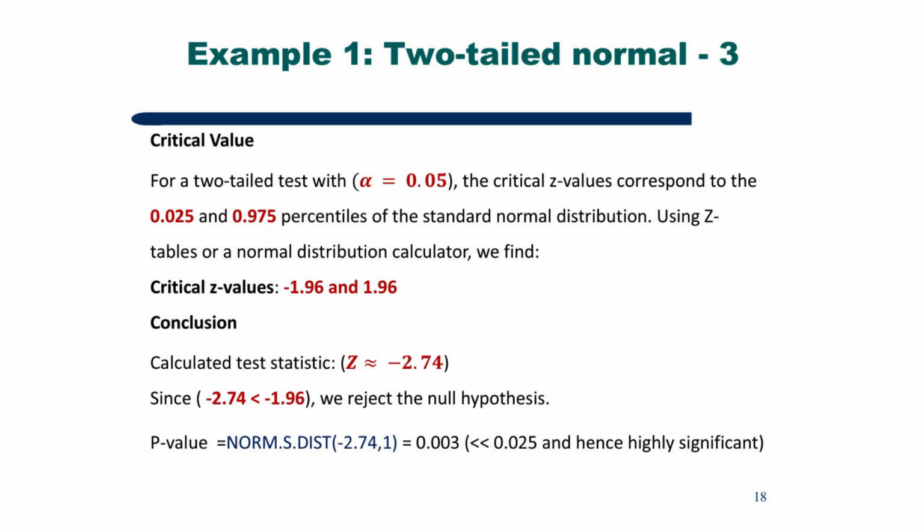Conclusion. Calculated test statistic. Z is approximately negative 2.74. Since negative 2.74 is less than negative 1.96, we reject the null hypothesis. The p-value calculated using the Excel equation is 0.003, which is much less than the alpha value. Hence, the p-value justifies the rejection of the null hypothesis.